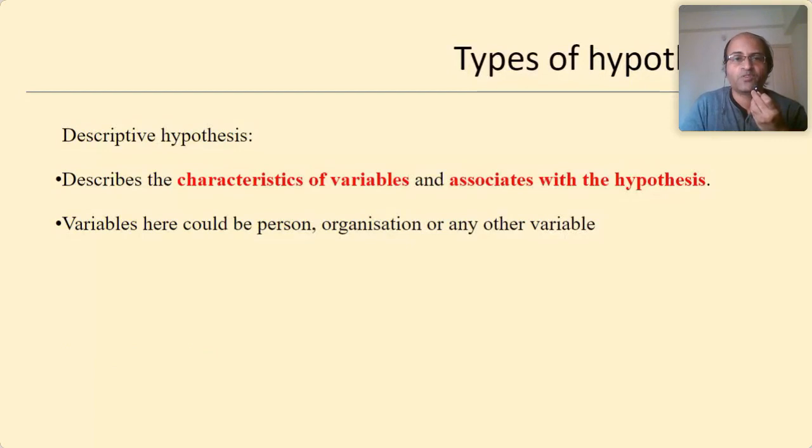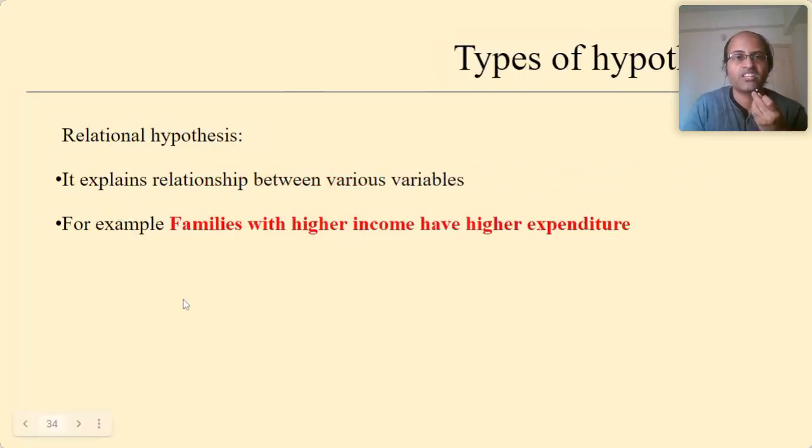Then there are different types of hypothesis. The first one is the descriptive hypothesis. In this case, we do not associate the various variables with the hypothesis. We just have the characteristics of the variables and associate them with the hypothesis. That means: what is that particular variable, what are its characteristics, and does it have any effect on the hypothesis? The variables here could be a person, an organization, or any of them. The next kind after the descriptive hypothesis is the relational hypothesis.